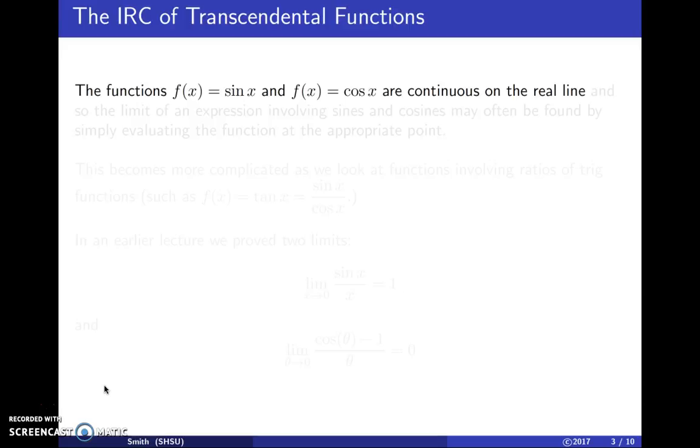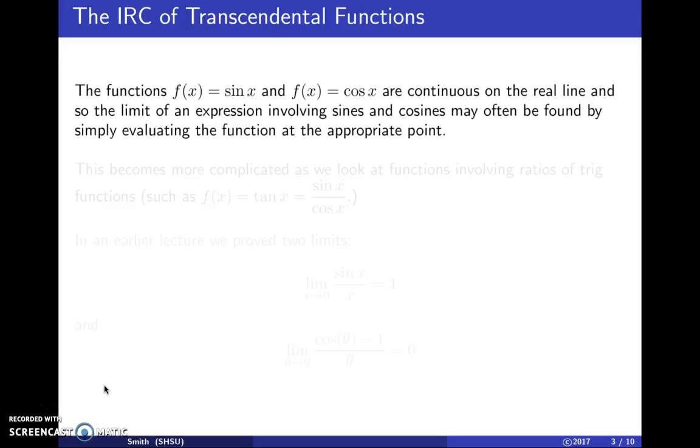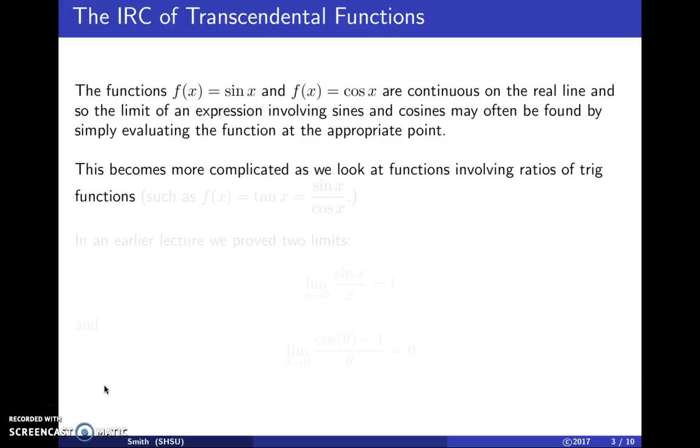These functions are continuous on the real line. And so the limit of an expression involving sines and cosines can often be found just by plugging in, by substitution. This becomes more complicated, though, if we try to look at limits of functions involving ratios, such as a tangent function, which has a cosine in the denominator.